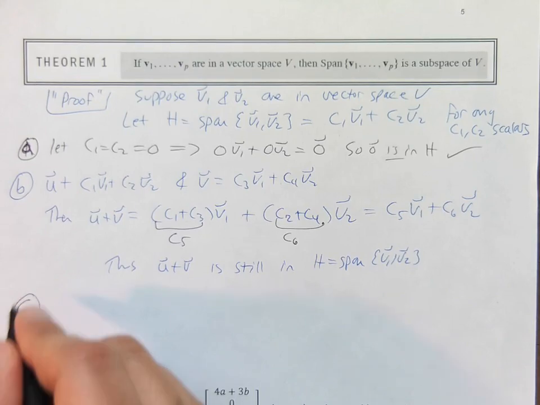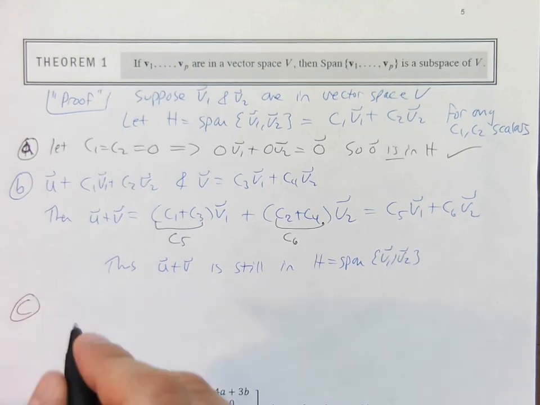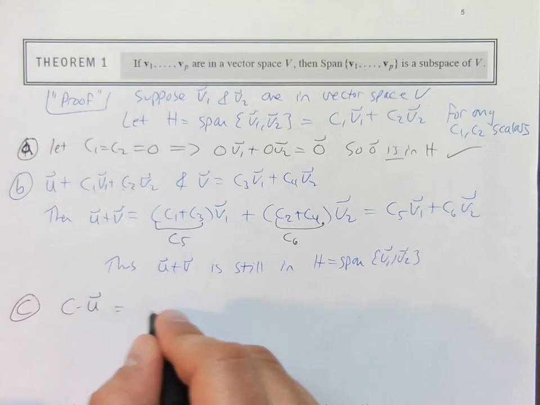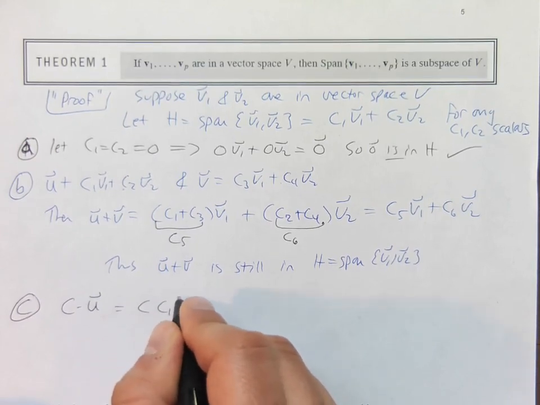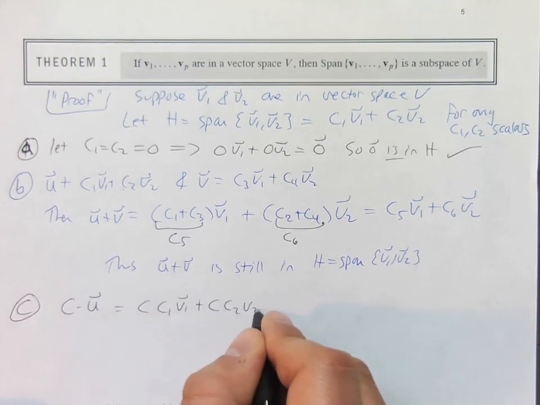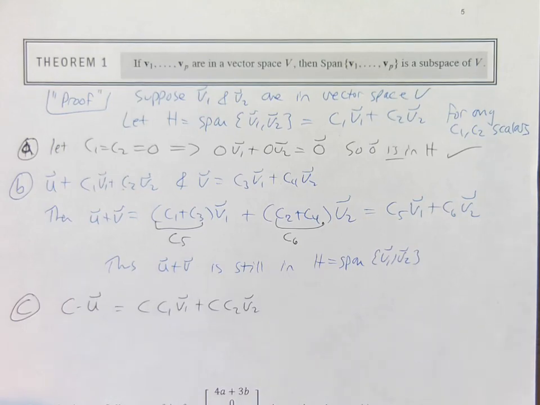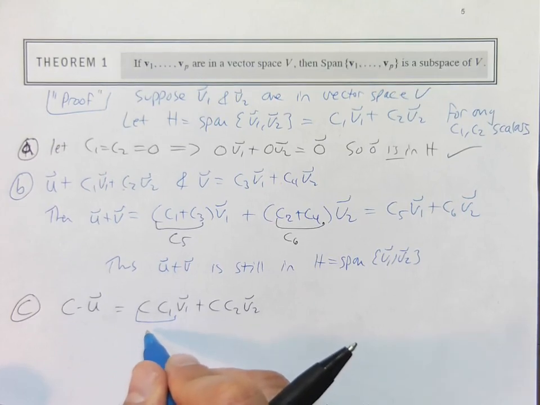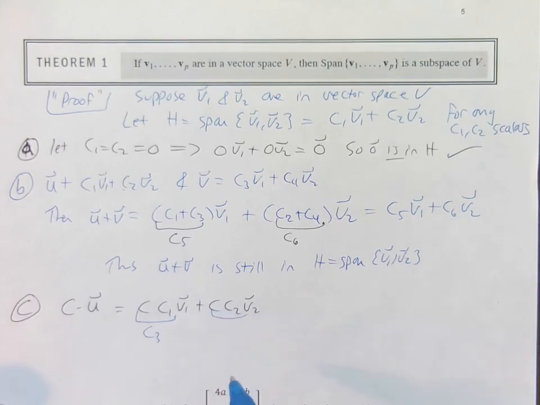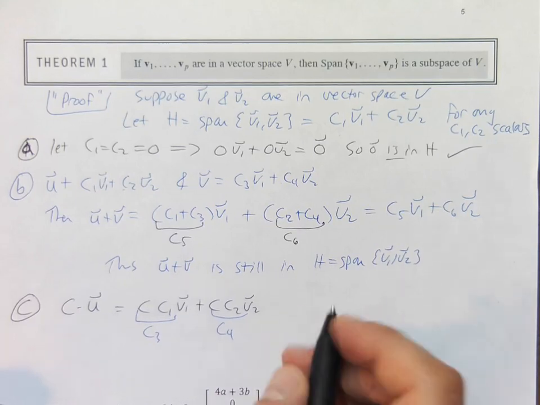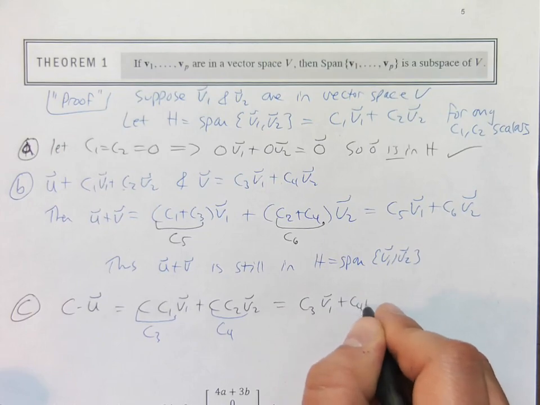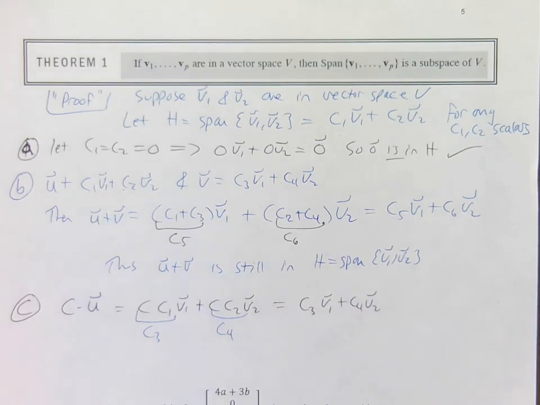Lastly, we can just multiply by a constant and show that it stays in the space, right? So when we multiply C times U, I'm going to use this same U that I just did in the last part, we would get C times C1 V1 plus C times C2 V2. And again, we could just relabel this as some other constant. So C times C1 is going to be like C3, some other constant. And C times C2 might be, say, C4. And so we get some other linear combination. And so it's still in the span.